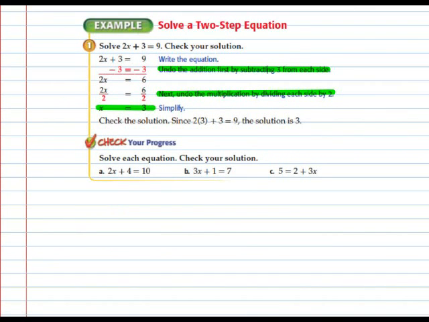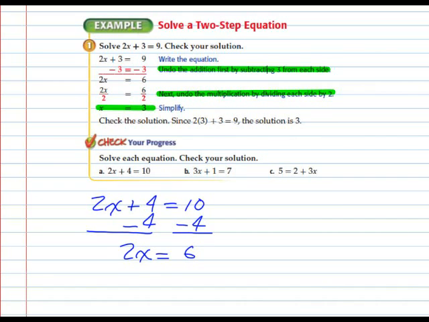Example A. 2x plus 4 equals 10. First step is to undo the addition with subtraction. I'm going to subtract 4 from both sides of my equation. Gives me 2x equals 6. Then I'm going to undo the multiplication with the division. Divide both sides of the equation by 2. X equals 3.